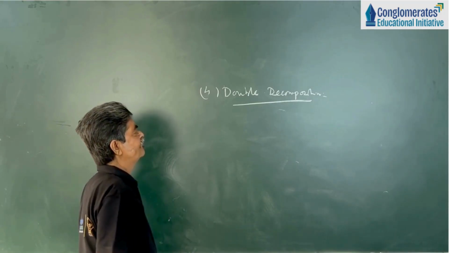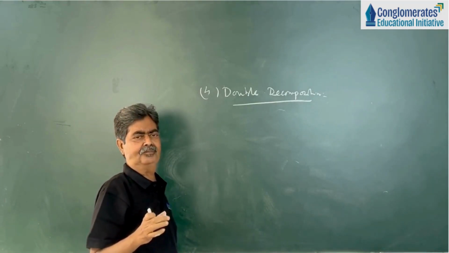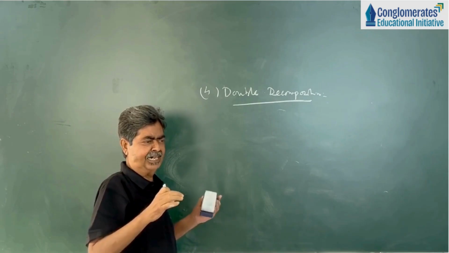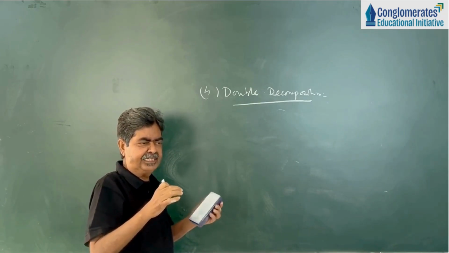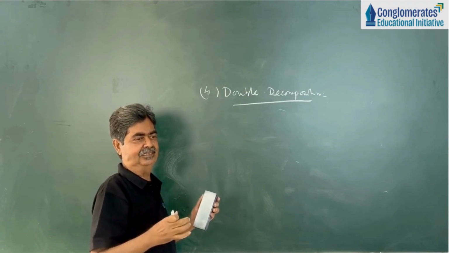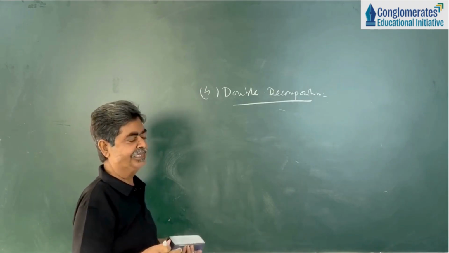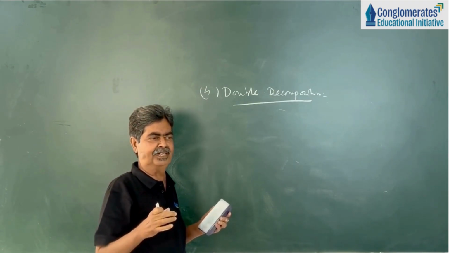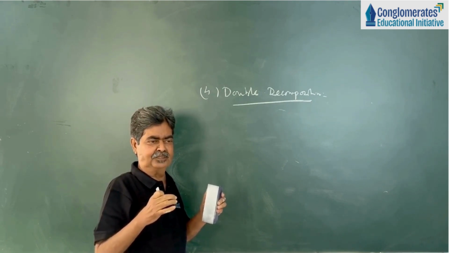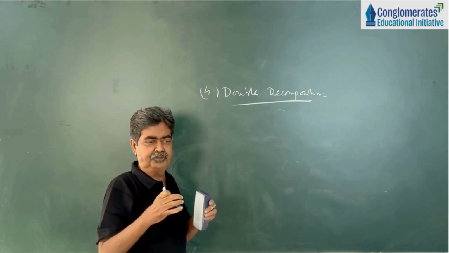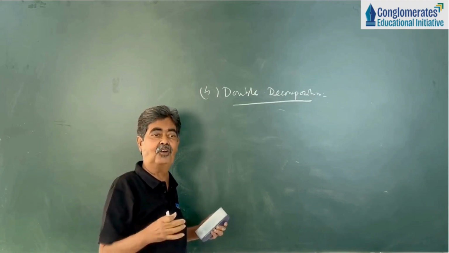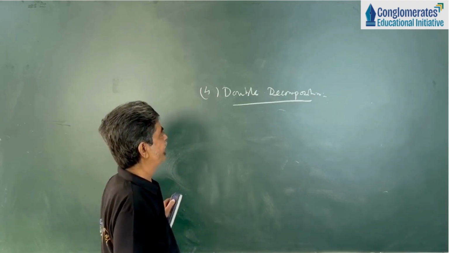Double decomposition means that when the constituent elements or constituent particles of the reacting substances mutually exchange their positions to form new products, this reaction is known as double decomposition. I repeat, double decomposition is such a type of reaction where the constituent particles among the reactant molecules rearrange or mutually exchange their positions to form a new set of products.